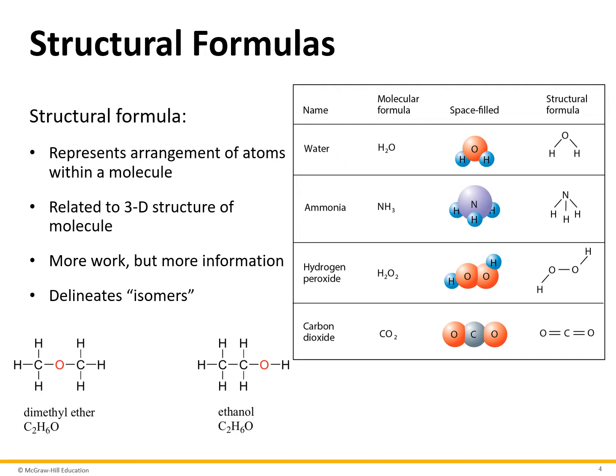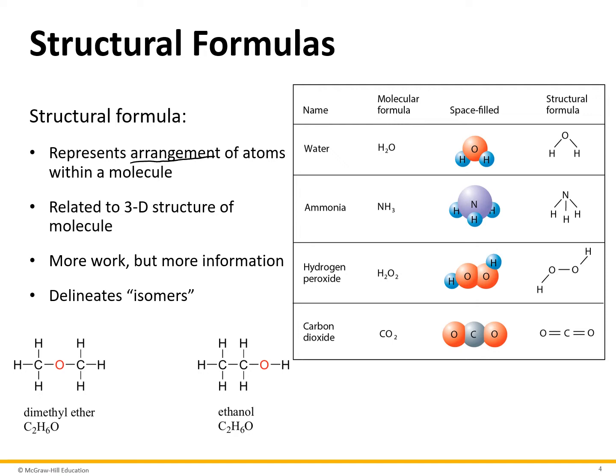Okay, so another way to represent what a compound is using chemical notation is the structural formula. And this is a really useful tool because it gives you a hint as to what the arrangements of the atoms are within a molecule, which will give you a sense of its 3D structure. It's more work to make a structural formula, but it'll give you a lot more information.